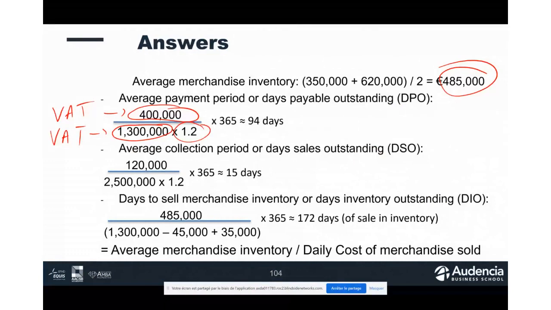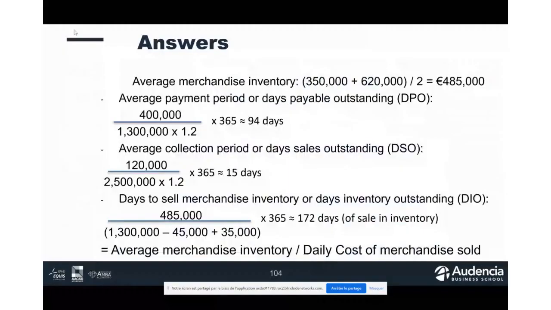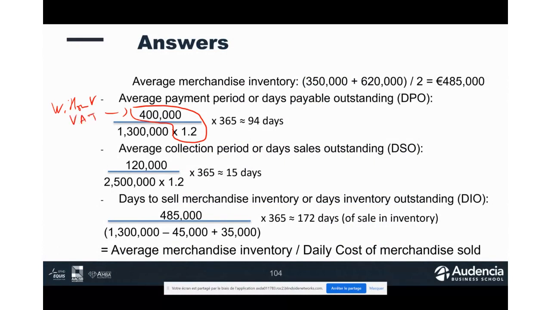The other way to say the same thing is to say we have without VAT, 400,000 divided by 1.2. So now it is without VAT divided by without VAT, if you want to eliminate the VAT impact. For the days sales outstanding, we use the average accounts receivable divided by the sales revenue. Here it is with VAT, so divided by with VAT.